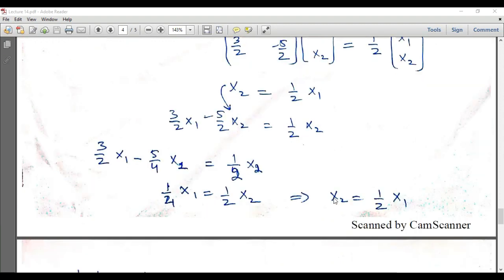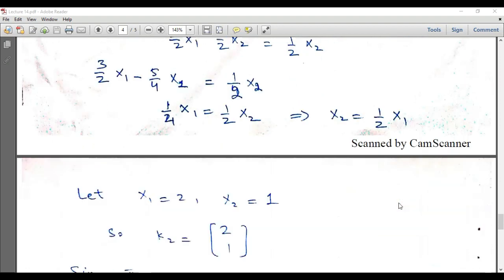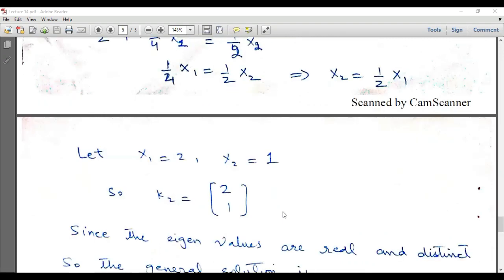So let's simplify this. x2 is equal to 1 by 2 x1, and let's assume that x1 is equal to 2. So x2 will be equal to 1. Again, we want to get whole numbers and avoid the fractions. So x1 is equal to 2, x2 is equal to 1. So 2, 1 is our second eigenvector.